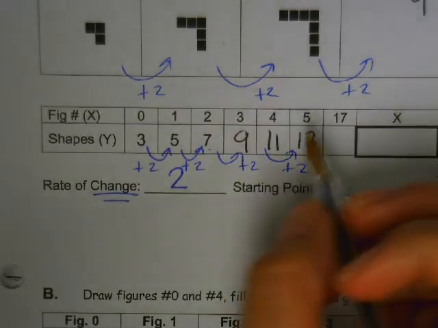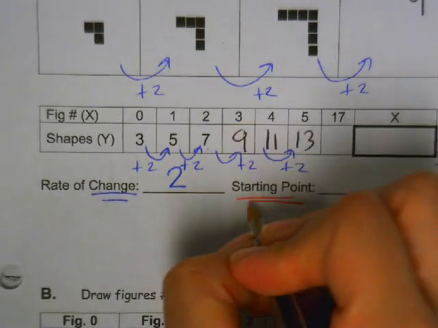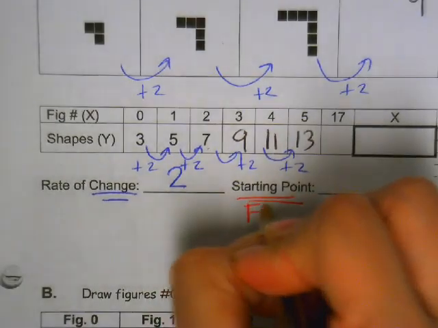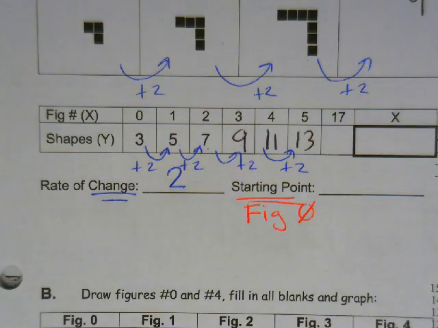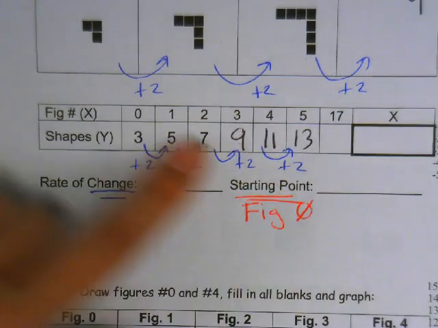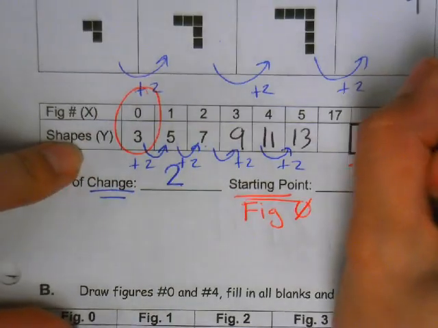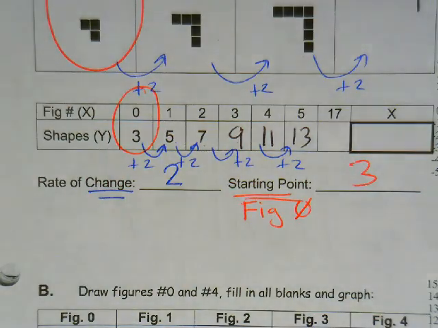Now, the starting point. The starting point, write this down, will be how many squares in figure 0? You're always going to look at figure 0. How many squares are there in figure 0? 3. So that is what we call the starting point. The starting point will be 3. Because how many squares did you see in figure 0? 3.